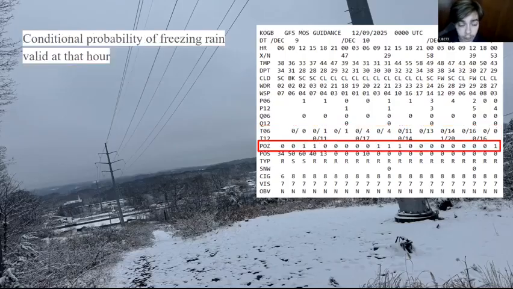Next, POZ represents the probability of freezing rain valid at that hour. That's obviously important because freezing rain is dangerous.